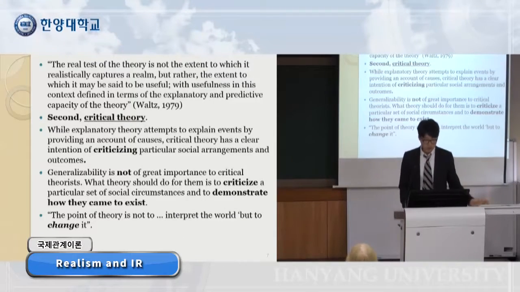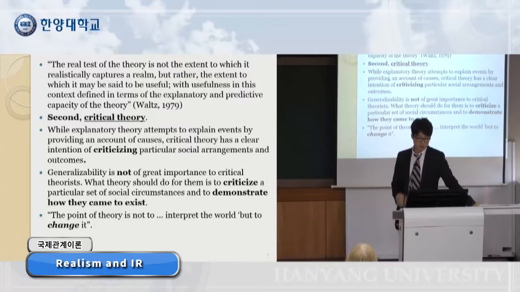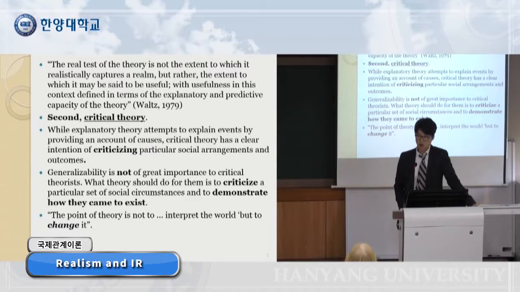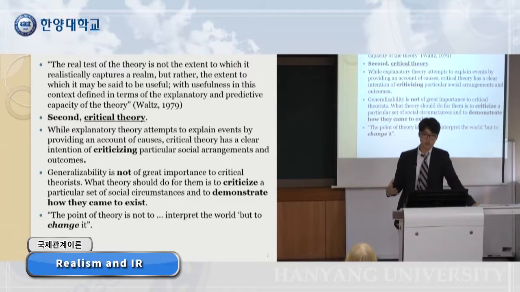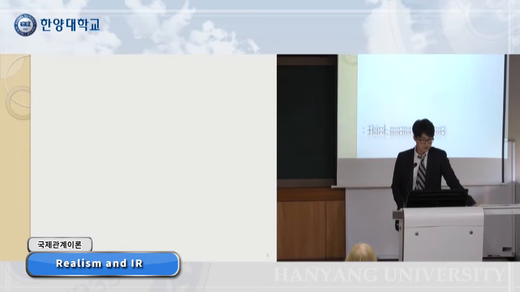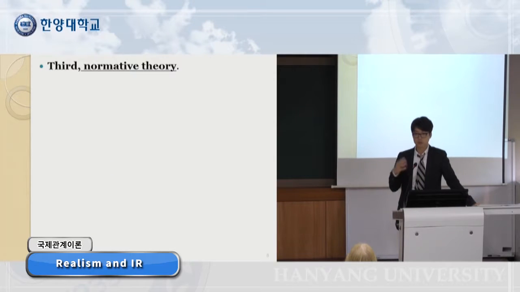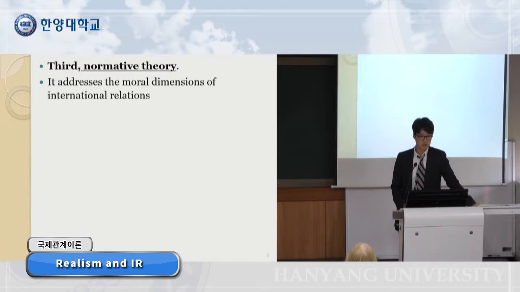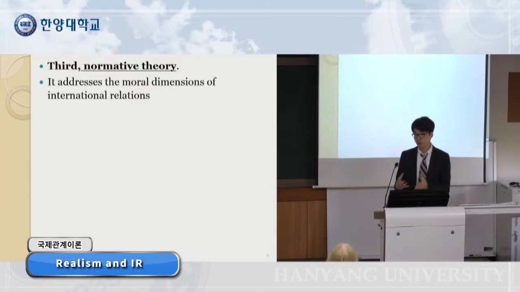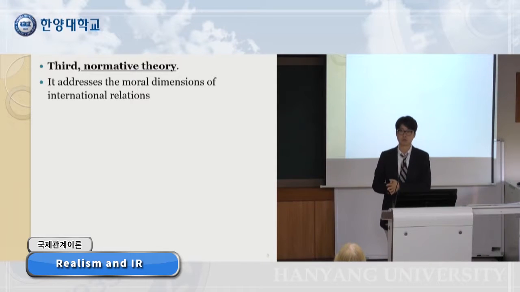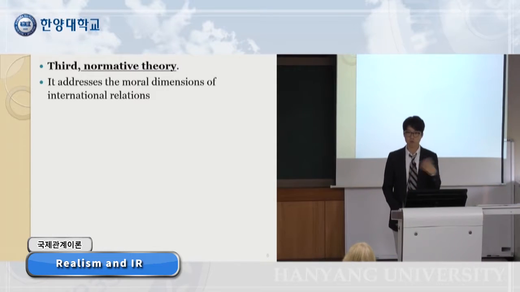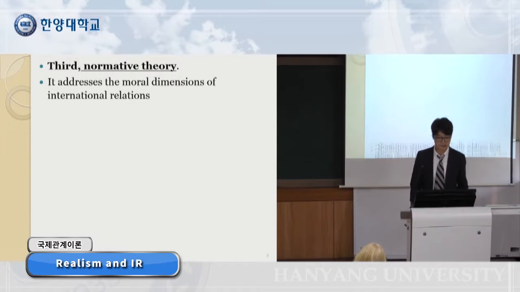And so the point of theory, in this particular understanding, is not to interpret, explain, predict, or simplify a complex reality, but to change such a complex hierarchical or anarchical international system. And also we have another type of theory, which is the normative theory, right? This theory is interested in the moral dimensions of international politics or political life in general. They are interested in right or wrong questions, good and bad questions, right?